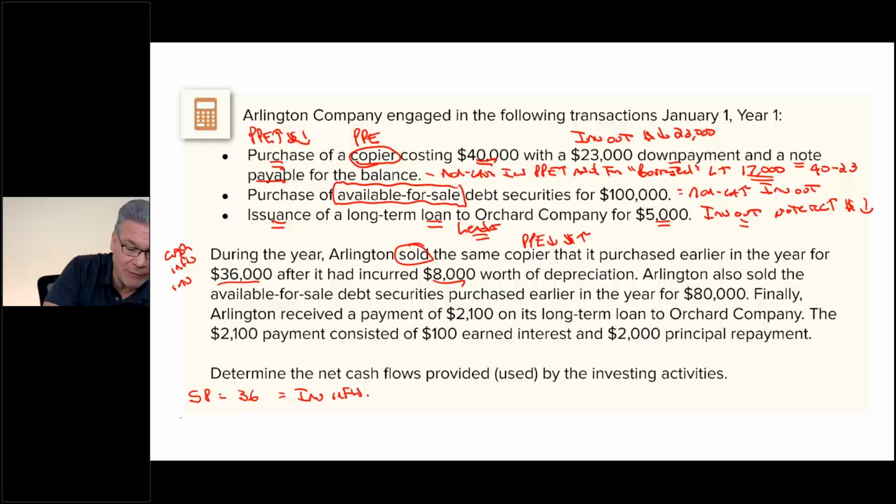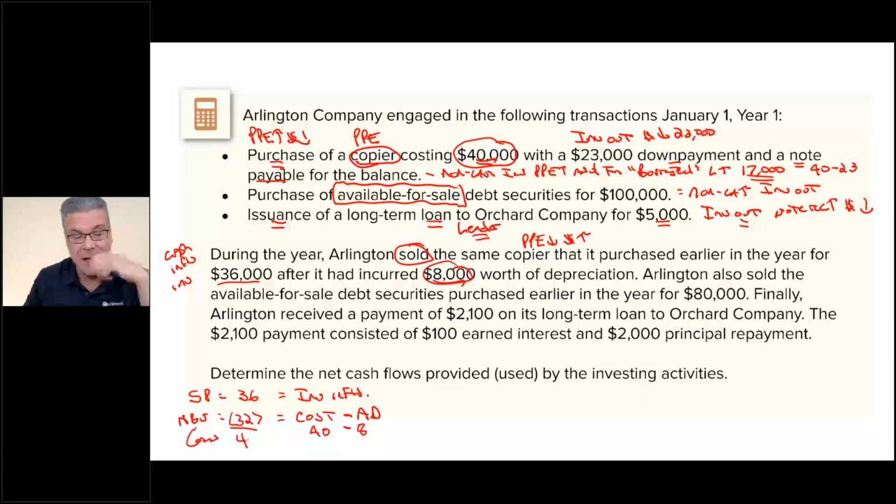What was our net book value at the time of sale? What did that cost us? 40. Your cost minus your accumulated depreciation. Cost 40. How much depreciation? 8. 40 minus 8, net book value 32. That'll be a gain of $4,000.